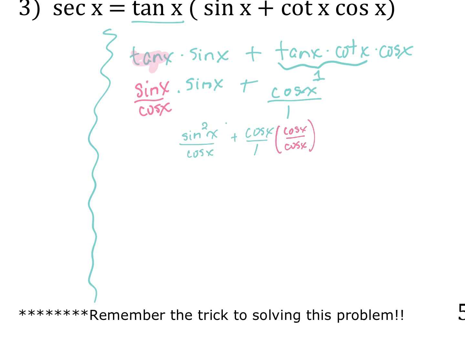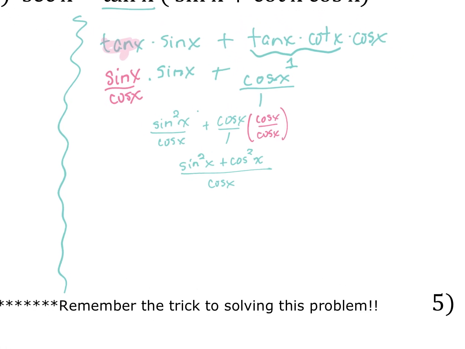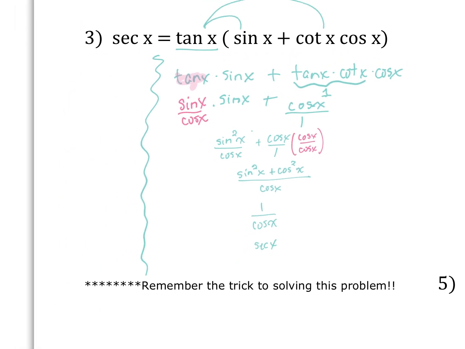So then that gives me sine squared x plus cosine squared x in the numerator all over my common denominator, which is cosine x. I know that sine squared x plus cosine squared x is 1, and this gives me 1 over cosine of x. And I know 1 over cosine x is equal to secant x. And that is exactly what I wanted to show or prove or verify that it was equal to. So we are done with that one.